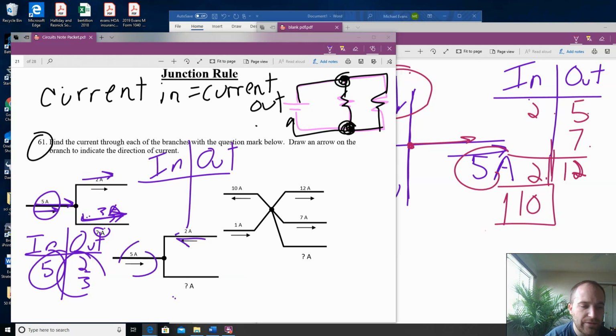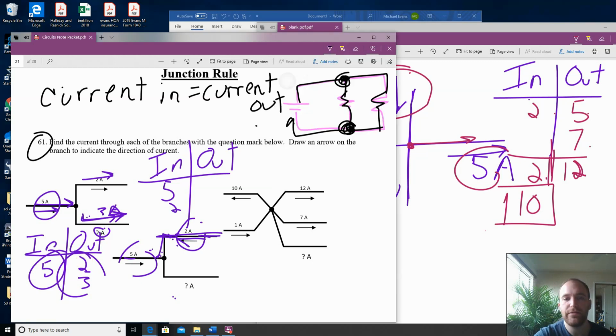The 5 amps, I would say that's still going in, right? It's still going towards the intersection. So I'm going to put a 5 in the in column. This 2 amps, I would say it's going towards the intersection, right? Imagine you're one of these cars. If you're traveling this way, you're going into the intersection. You're going into the junction. I'm going to put this 2 here.